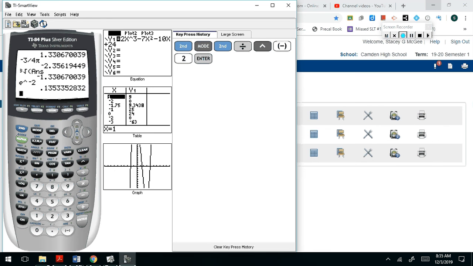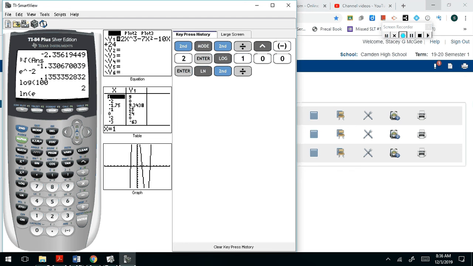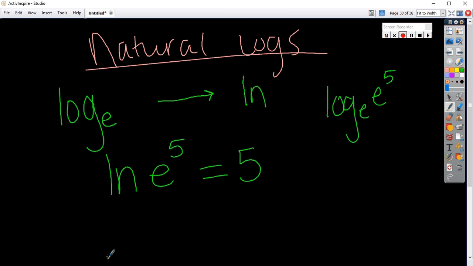There is a natural log button on your calculator. It is right under log. So keep in mind, this log is doing log base 10. So if we did the log of 100 like we did a minute ago, it's 2. This ln is the natural log, so that's log base e. So if we did the natural log of e to the 5th, it'd be 5. So it will do those for you, but whenever you start mixing your bases up, it's not going to do those for you.